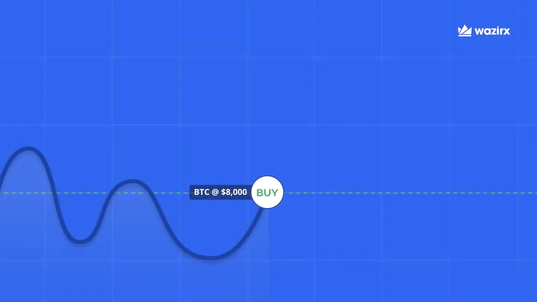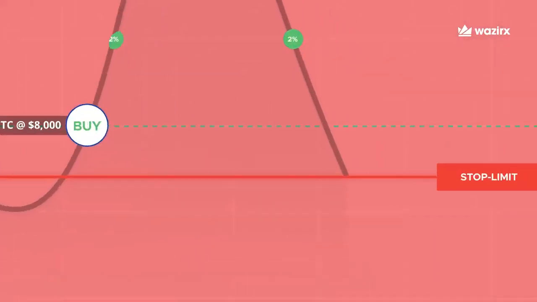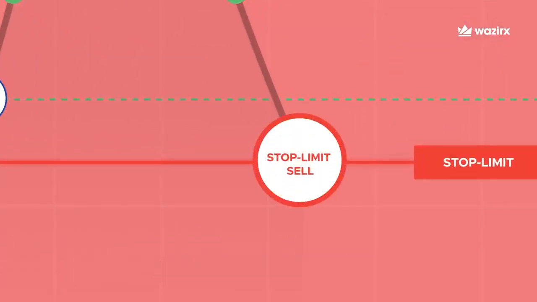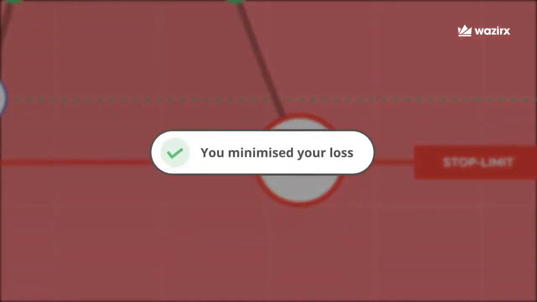So here what you could do instead is, when you bought Bitcoin at $8,000, you could set a stop limit sell order at $7,800. This way, even when the price goes down, your sell order will execute at $7,800, that is a triggered price set by you. And this way, you end up minimizing your loss to 2% instead of 10%.